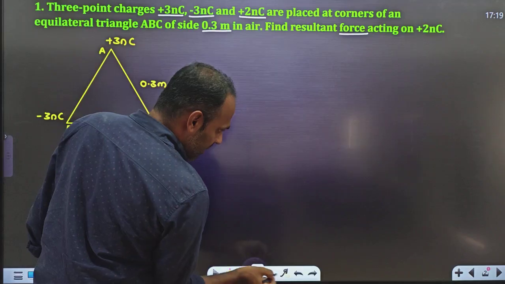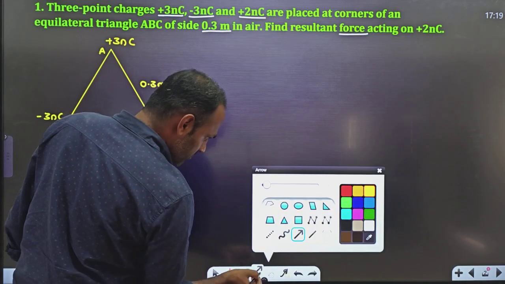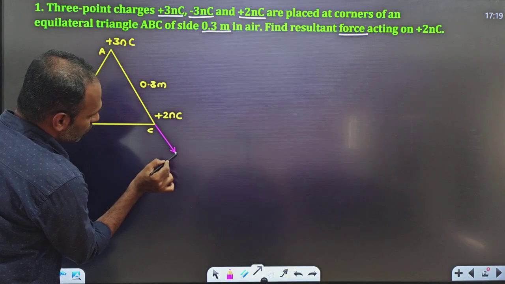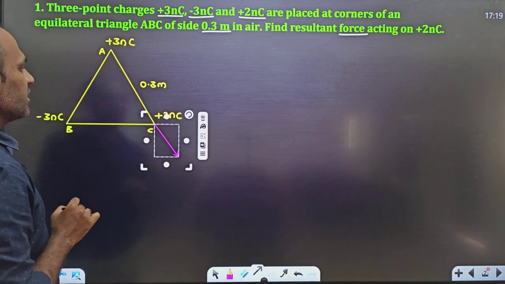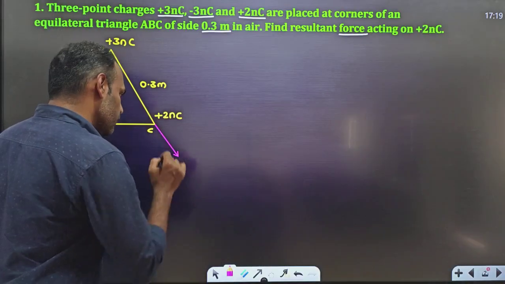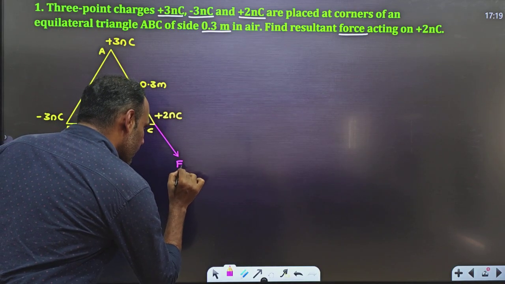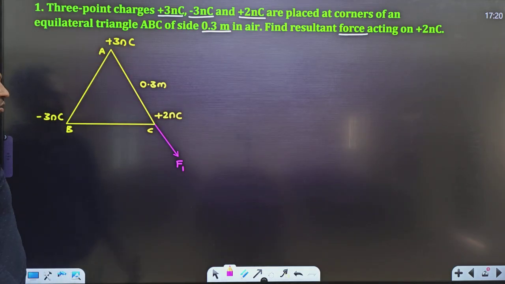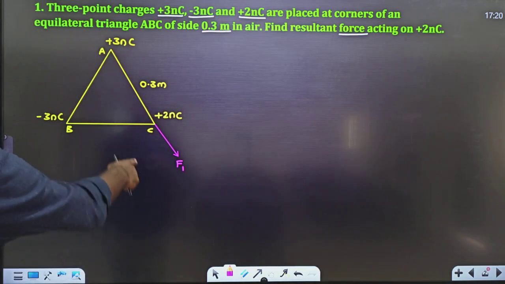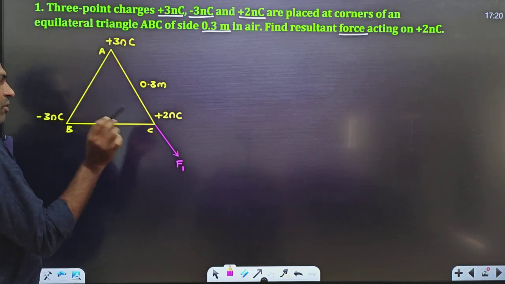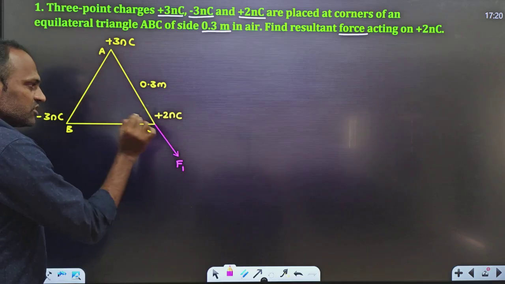Okay, let me take an arrow mark. So the force acting on plus 2 nanocoulomb due to plus 3 nanocoulomb will be in this direction. Correct? Repulsive force. Okay, this force I will call it as F1. F1 is the force on plus 2 nanocoulomb due to plus 3 nanocoulomb. Clear? Okay, next see, it has to be along the straight line only. Correct? Okay, next see, there will be one more force due to minus 3 nanocoulomb on this.